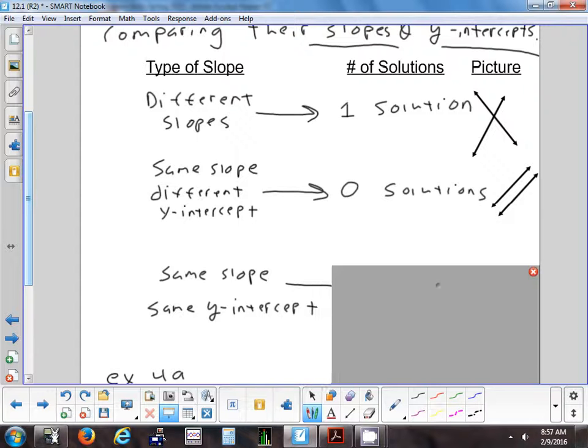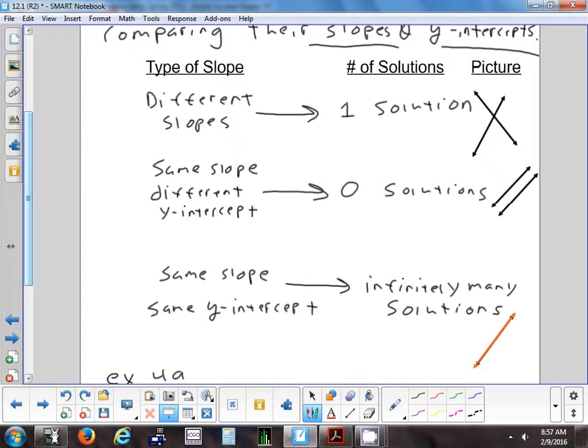Okay, and then the last example we did, same slope, same intercept. They're the same line. Okay, but how many times do the 2 lines that are the same cross? Yeah, infinitely many. And it's hard to draw that one, but I tried to show you it's 2 lines just right on top of each other.